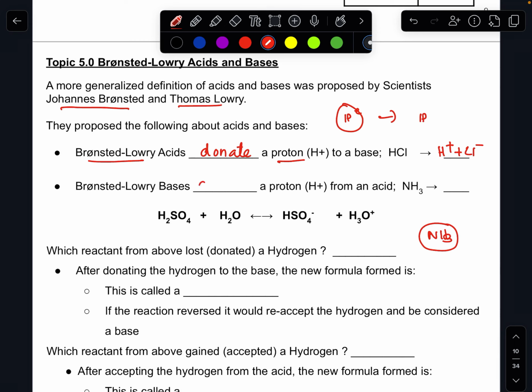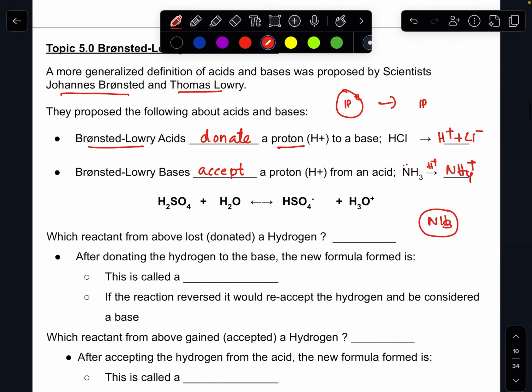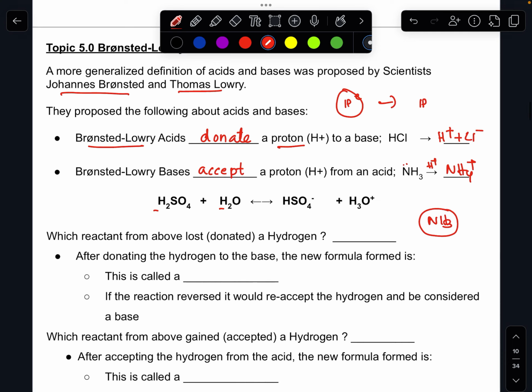And they said bases will do what? Bases will accept that proton. Say for example, ammonia will accept H plus and form NH4 plus, which is the famous ammonium ion. So here you can see there are two compounds, both starting with hydrogen, both can donate, but we know that sulfuric acid is the strongest acid compared to water. So water will act as a base and the acid will be the acid.